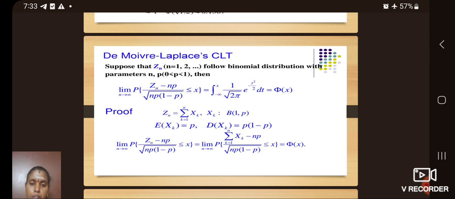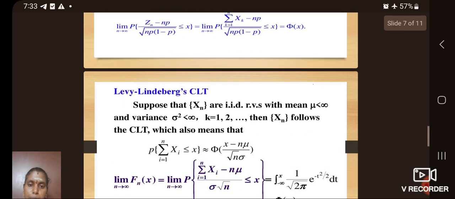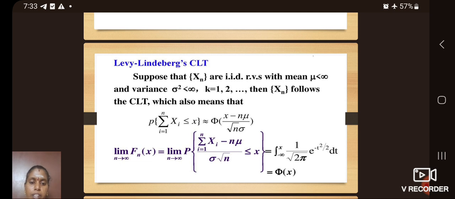Let Zn equal to summation Xk, which follows binomial distribution. Next we have to find the expectation of Xk as p and the variance of Xk equal to p into (1 minus p). Then find the limit. We have phi of x.